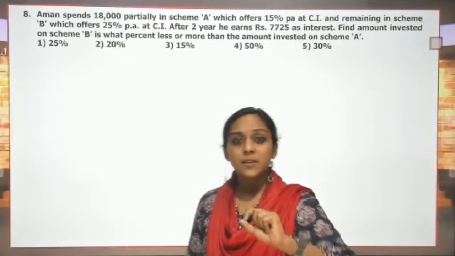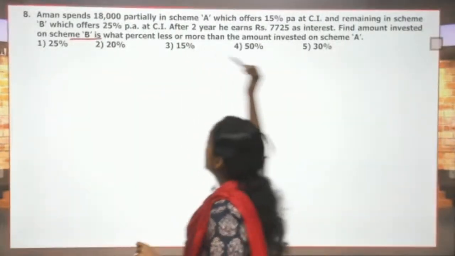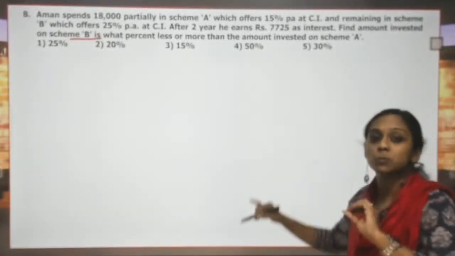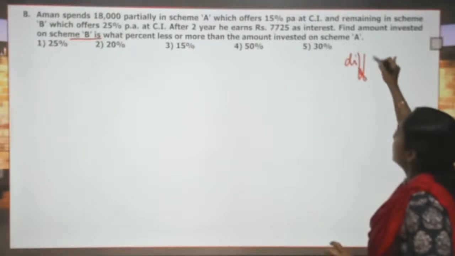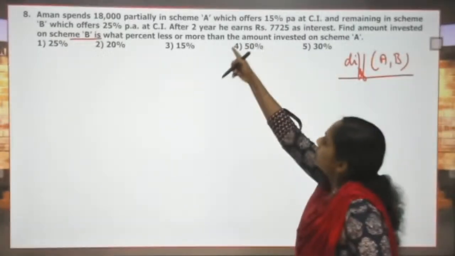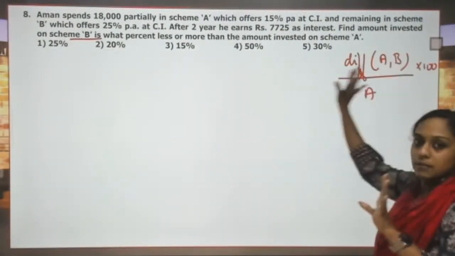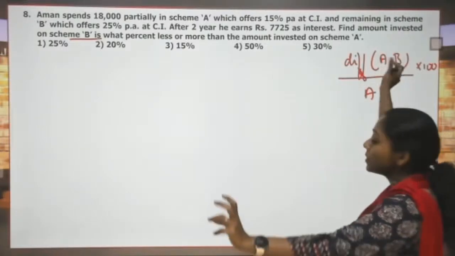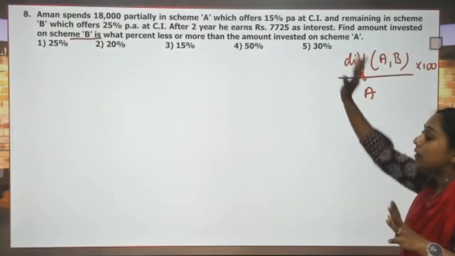So actually what is our question? You have to find out the amount invested in scheme B is what percentage more or less, which means the difference is asked. So the difference of scheme A and B, with respect to what? The amount invested in scheme A. This is asked in our question. So this difference with respect to A, that is our question.